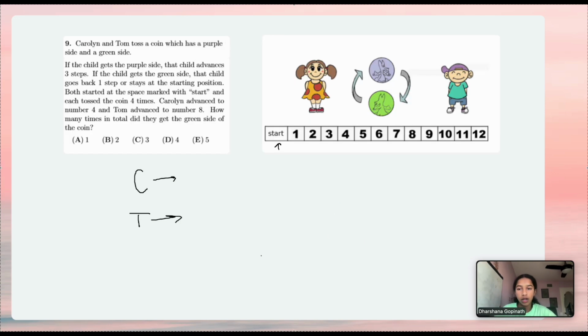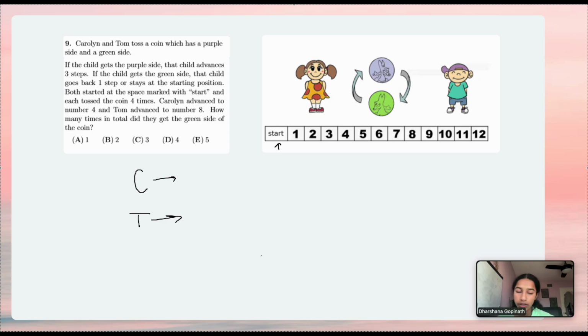Alan and Tom toss a coin which has a purple side and a green side. If the child gets the purple side, that child advances 3 steps. If the child gets the green side, that child goes back 1 step or stays at the starting position. Both started at the space marked start, and each tossed the coin 4 times. Carolyn advanced to number 4, and Tom advanced to number 8. How many times in total did they get the green side of the coin?